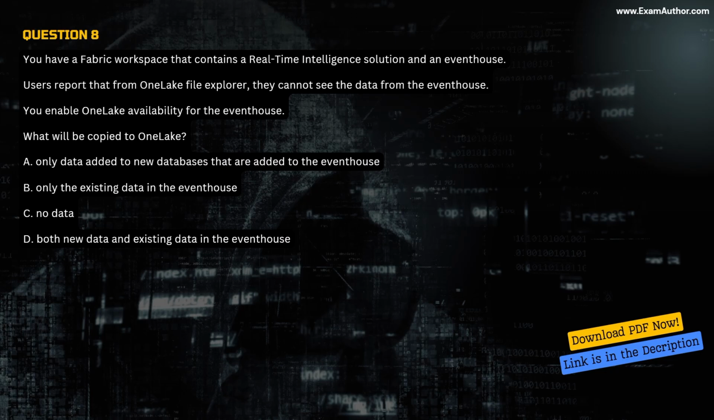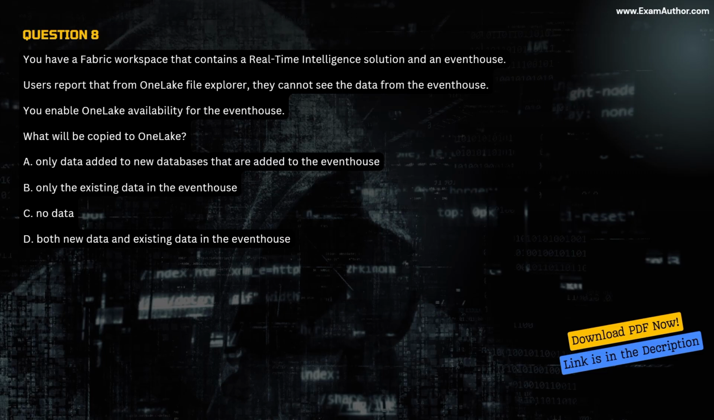Users report that from OneLake File Explorer, they cannot see the data from the event house. You enable OneLake availability for the event house. What will be copied to OneLake? A. Only data added to new databases that are added to the event house. B. Only the existing data in the event house. C. No data. D. Both new data and existing data in the event house.